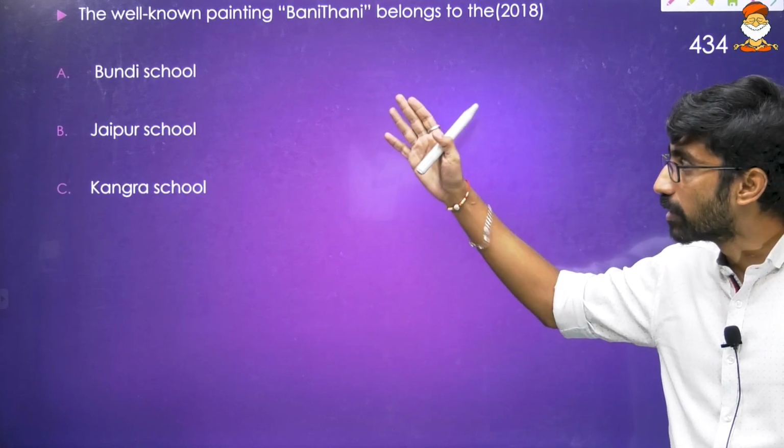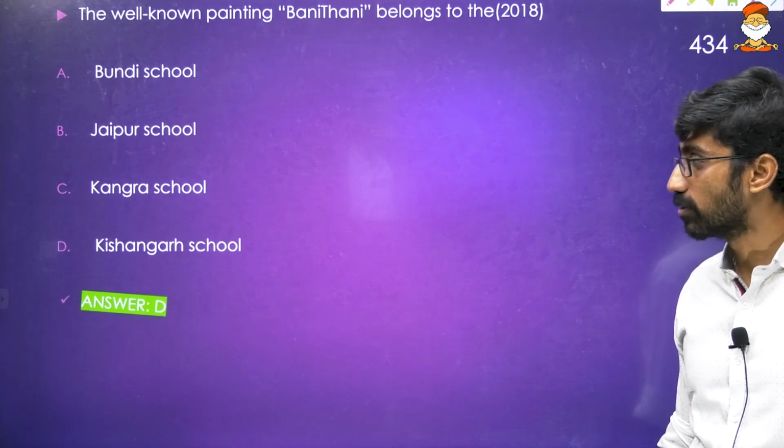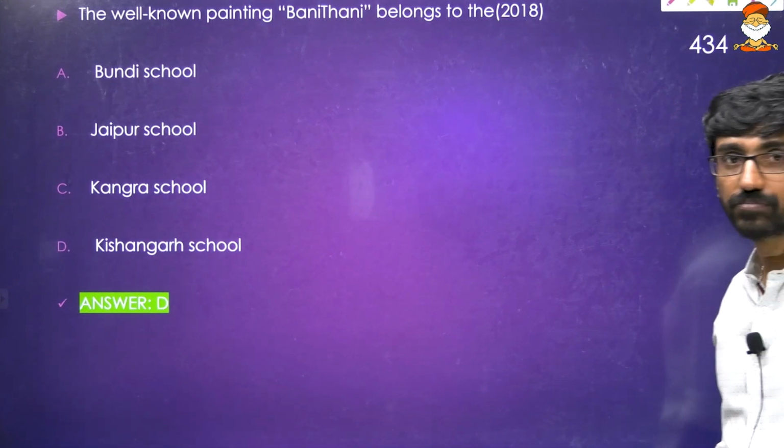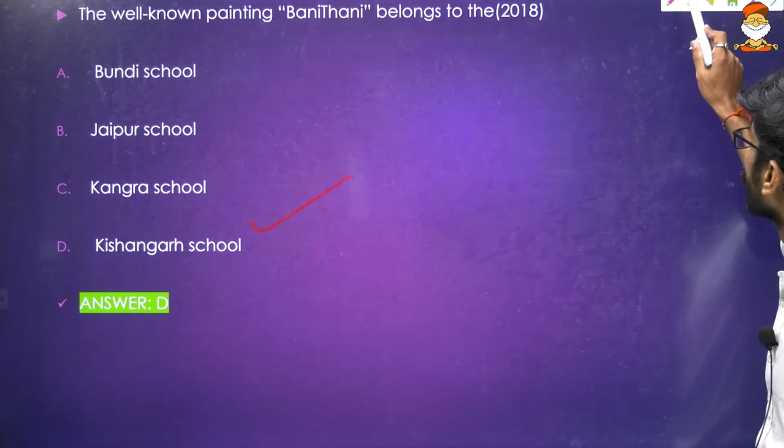We'll discuss all these schools: Bandi, Jaipur, Kangra, and then again Kishangarh school. Okay, it actually belongs to Kishangarh school. Answer option is D, that is Kishangarh. We'll discuss all these things.